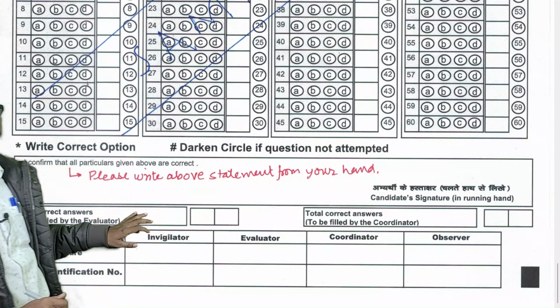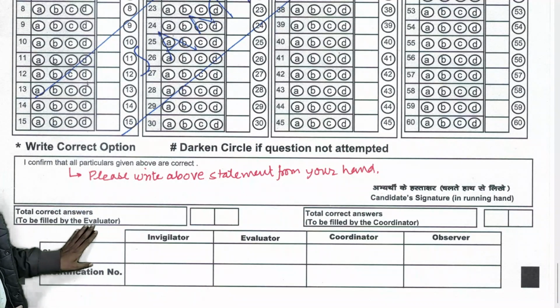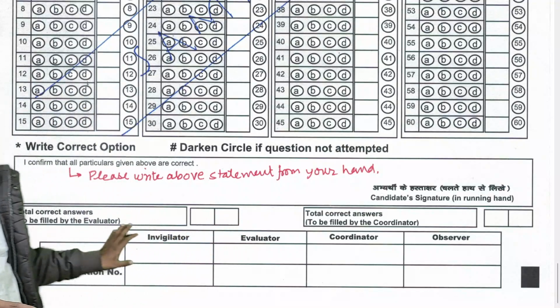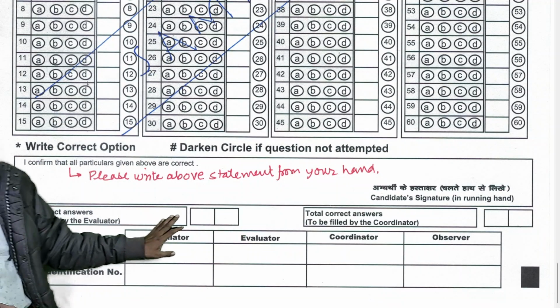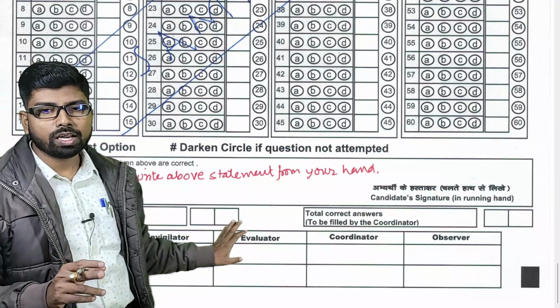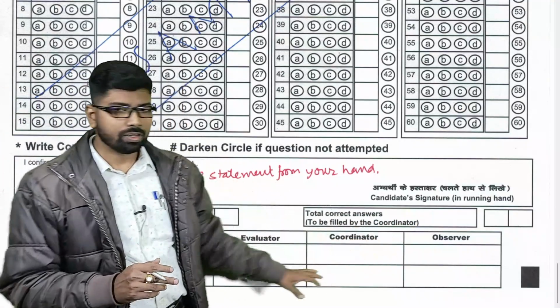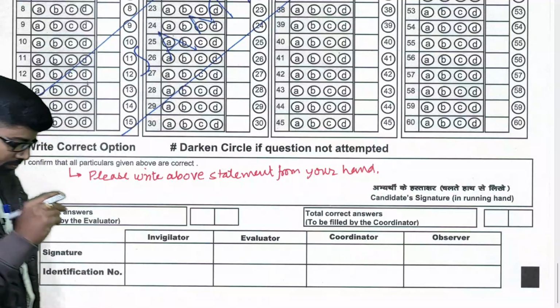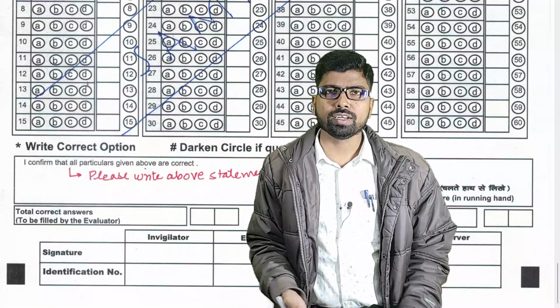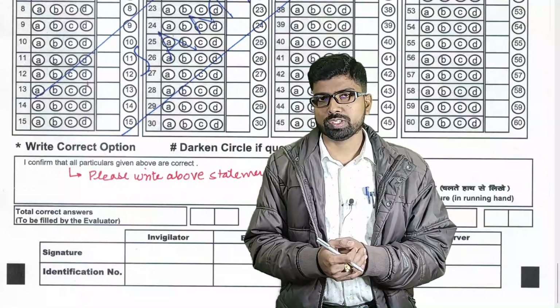Acha, you can see here, this is one box. This is the work for the evaluator. Those who will be evaluating: out of how many questions you have attempted, how many are correct, and the observer also will sign there, and the final signature. Okay, and that will be handed over to the superintendent, and the final process is the official process.